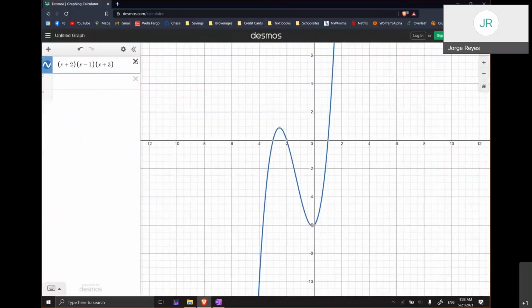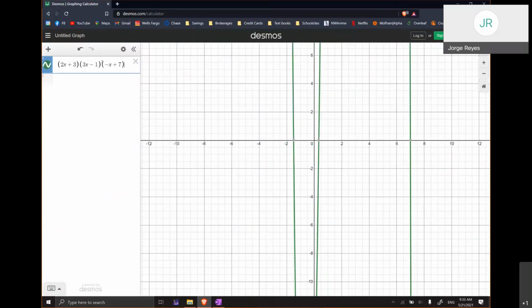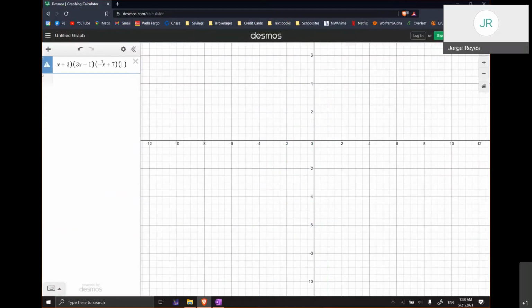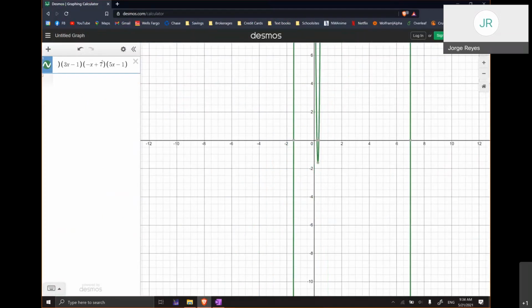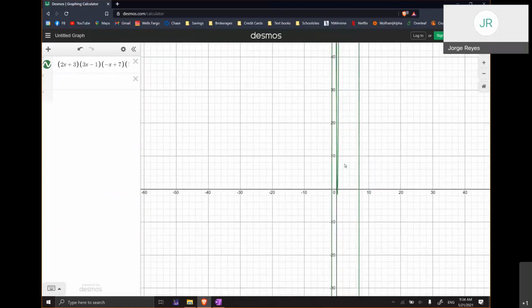Okay, and it's gonna be really off just because the numbers are really different. So like, mine looks probably really morphed around. 3x minus 1. Okay. -x plus 7. Okay. And then 5x minus 1. Ta-da! So it looks bad. Did I type this in here? Right? What is happening?